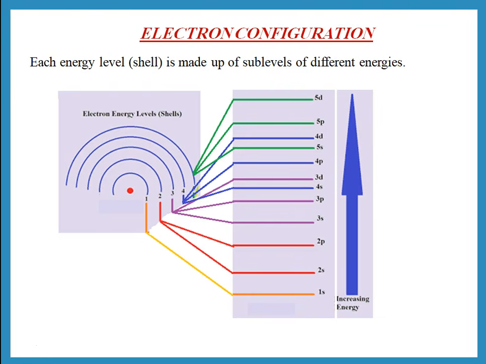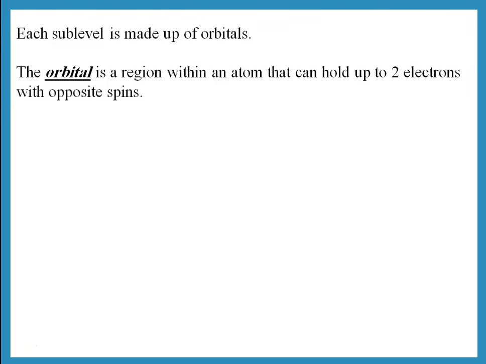So we need to put electrons first in the 1s, then we go to the 2s, then we go to the 2p, and so on. Okay, so each sublevel is made up of orbitals. So instead of just saying that I'm going to divide the energy levels into sublevels, actually the sublevels also are divided into orbitals. And the orbital is a region within an atom that can hold up to 2 electrons. So in the 1s, we have one place where you can have electrons. So that is the 1s. So that is one orbital.